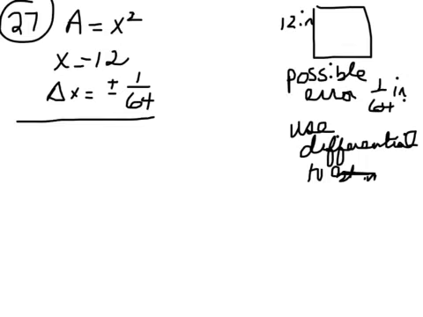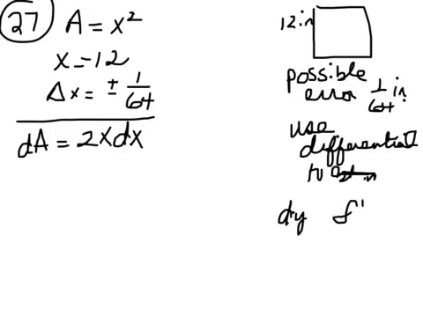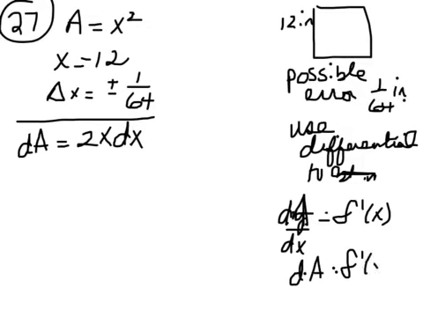Now, my dA would basically be the derivative of A, which would be 2x, and if you remember, you actually put the dx on it. This is kind of like if I said that f prime of x is equal to dy/dx. In this case, I just have an A here instead of a y, so dA is equal to f prime of x dx. So that's how I came up with dA is 2x dx.